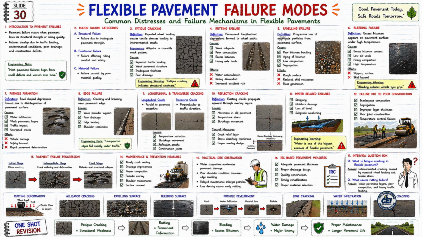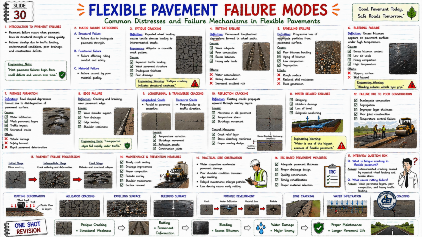Now let us see the practical site observation. 1-5 Practical site observation. Water stagnation accelerates pavement damage. Poor shoulder condition increases edge cracking. Delayed maintenance enlarges potholes. Low density causes early rutting. And these are actual highway field observations.